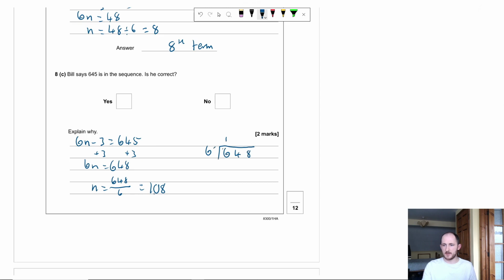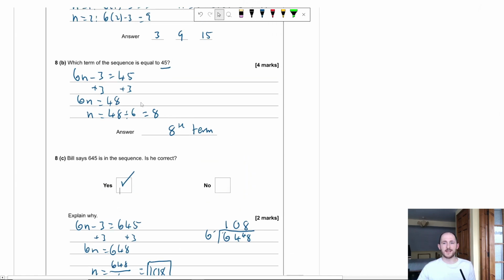6 into 6 gives me 1. 6 into 4 gives me 0, remainder 4. 6 into 48 gives me 8. So because I get a whole number, the answer is it is in the sequence. In the exam, they can give you, obviously, where n is going to be, let's say, a fraction or a decimal. Then the answer would be no.